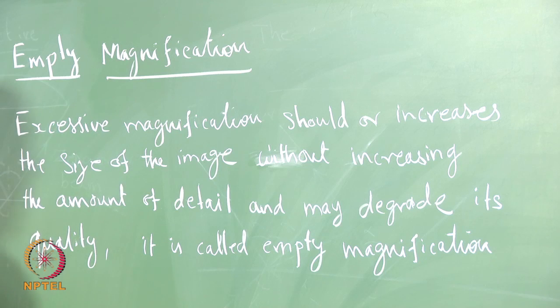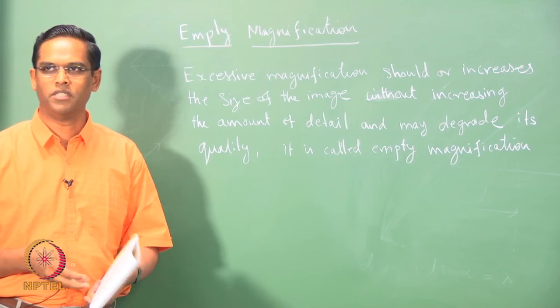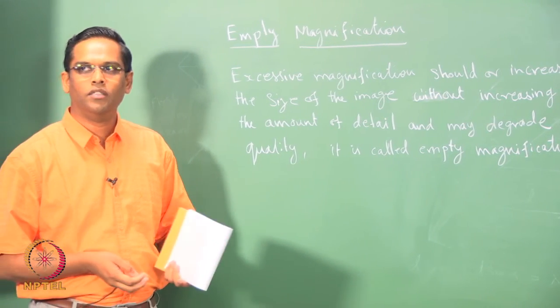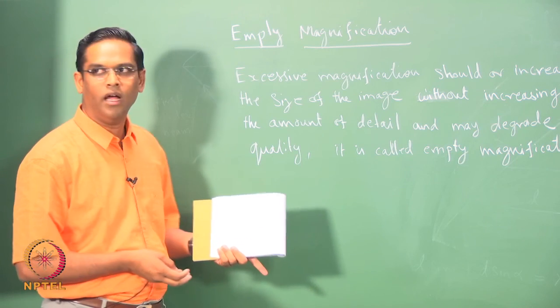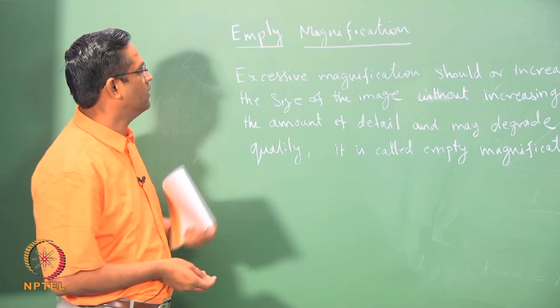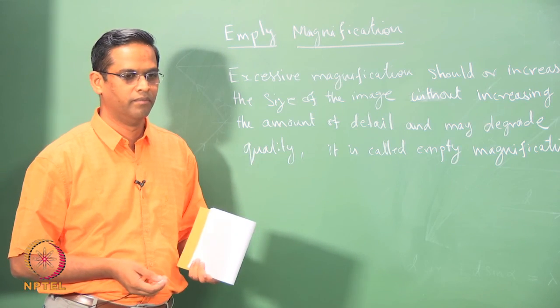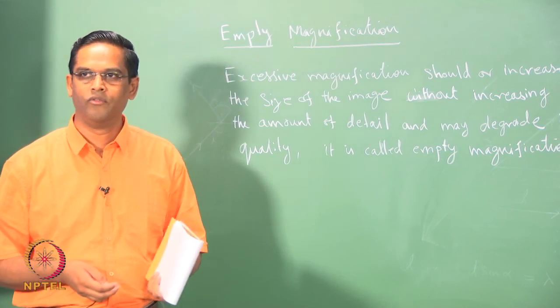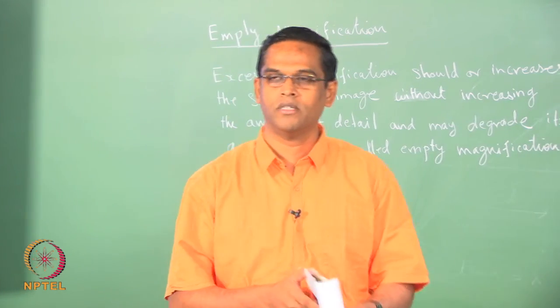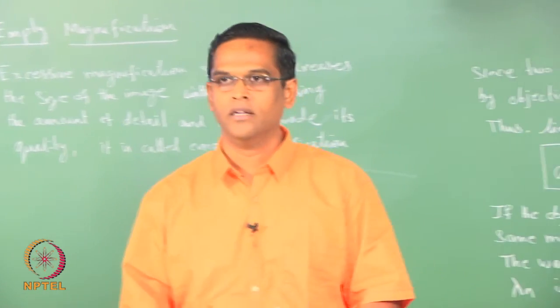So it is not that all the values for the objective numerical aperture are going to be useful. We have this limitation, and this is how empty magnification is defined. We will see a few more concepts and parameters in the next class.